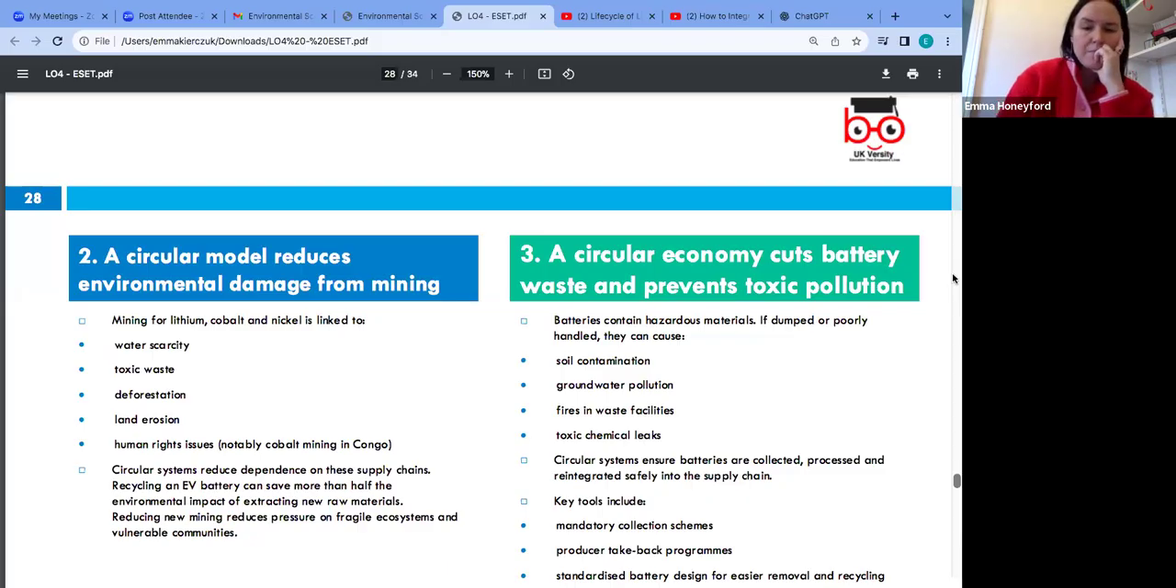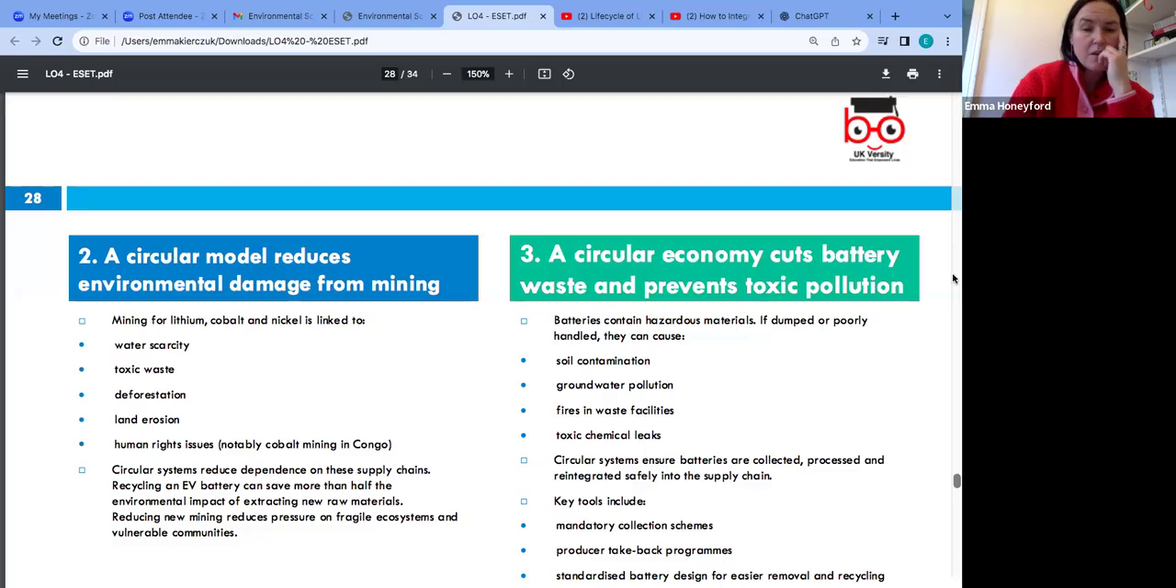Humans are exploited. We know that the way that humans are exploited within this process is not okay and is not sustainable. We want to protect humans as well as the environment. So circular systems reduce dependence on these supply chains.